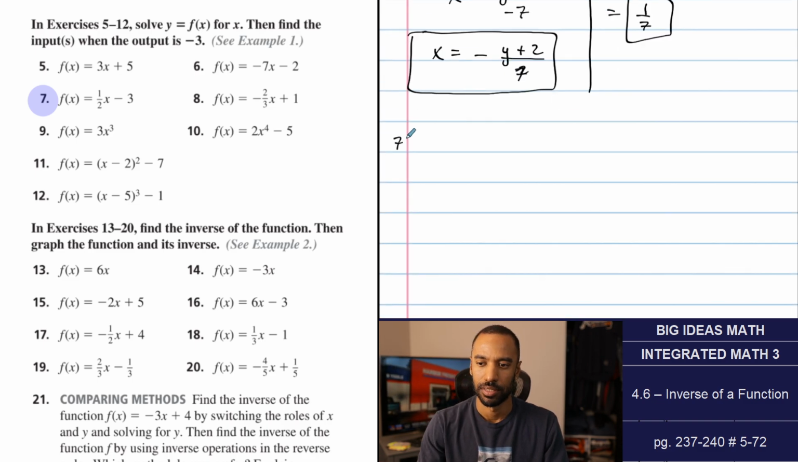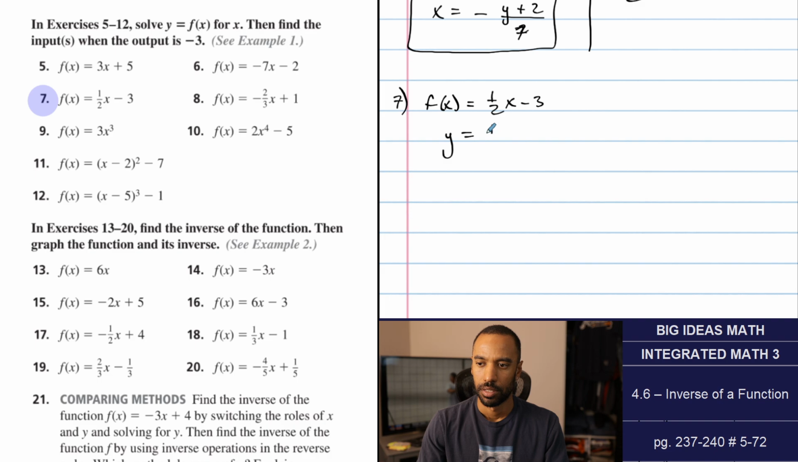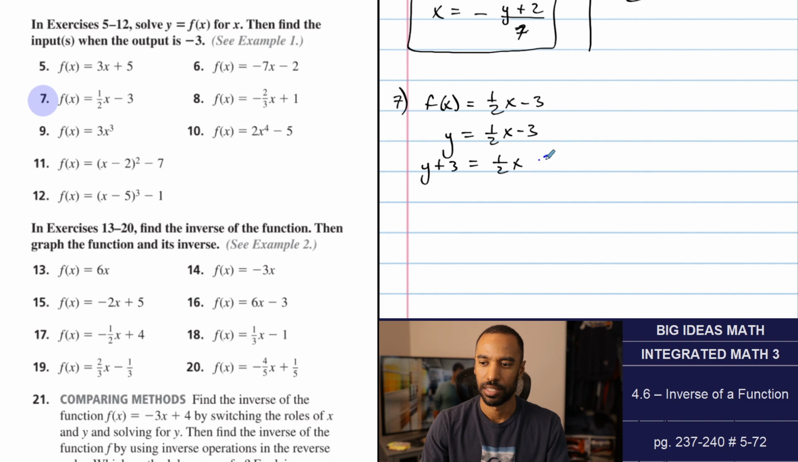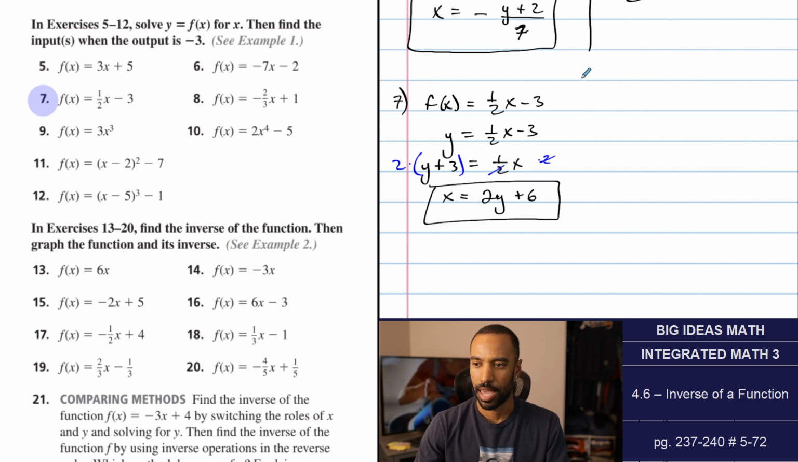Number 7. f of x equals 1/2 x minus 3. Okay, we'll add 3 to both sides, then we'll multiply by 2. If I multiply both sides by 2, keep in mind that these will go away. It's not just 2y plus 3, it's 2 times the quantity y plus 3. So you can leave it in factored form or distribute it, 2y plus 6 like that. That'll work, and that's our equation.